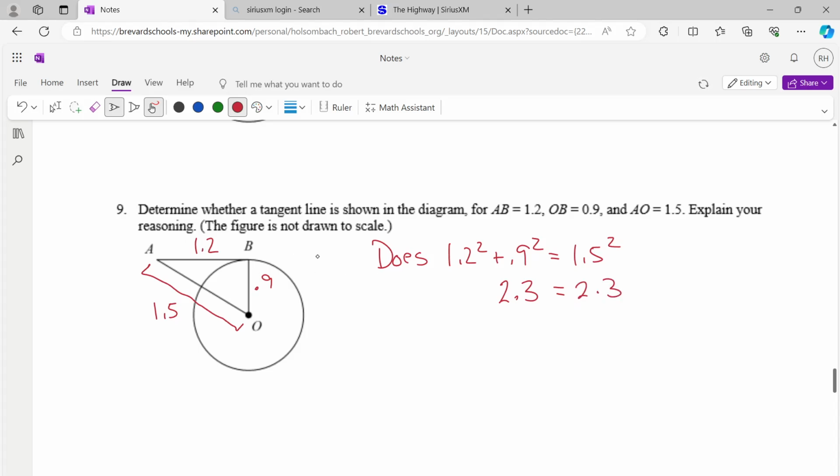So if a squared plus b squared equals c squared, then yes, we have a tangent. If you had to explain, here's your explanation. Yes, 1.2 squared plus 0.9 squared equals 1.5 squared. Right? This is a tangent. That angle's 90 degrees.